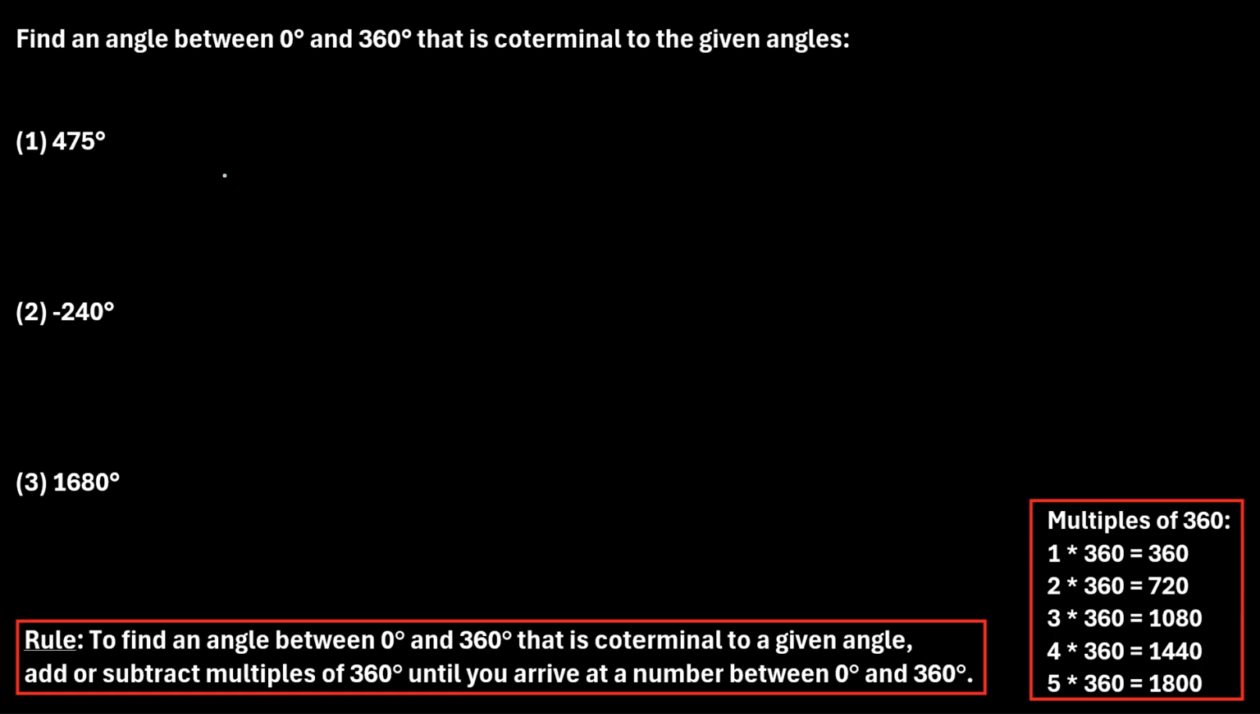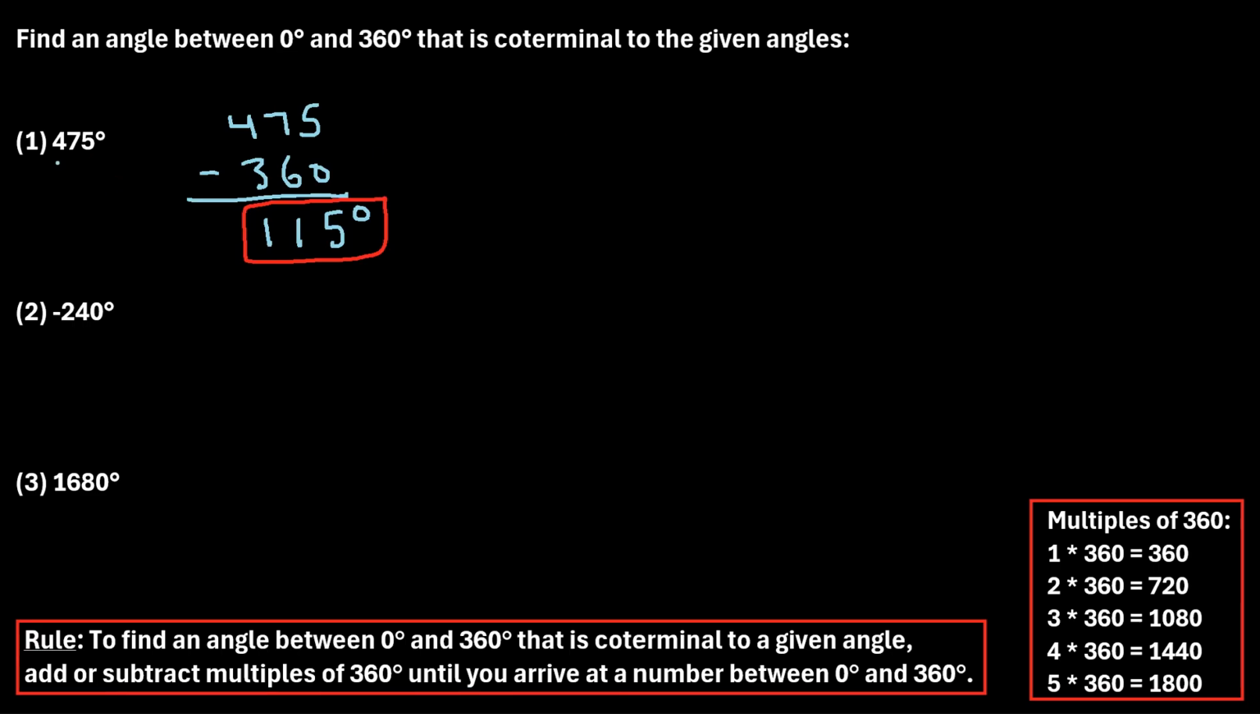So all we have to do is subtract one multiple of 360. Or in other words, 475 minus 360. So that's 5 minus 0 is 5, 7 minus 6 is 1, and 4 minus 3 is 1. So that is our answer on this one. 115 degrees is between 0 and 360, and it is coterminal to 475 degrees.